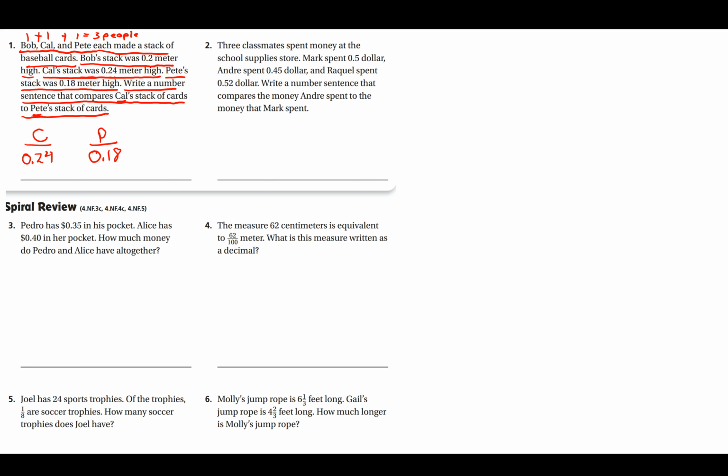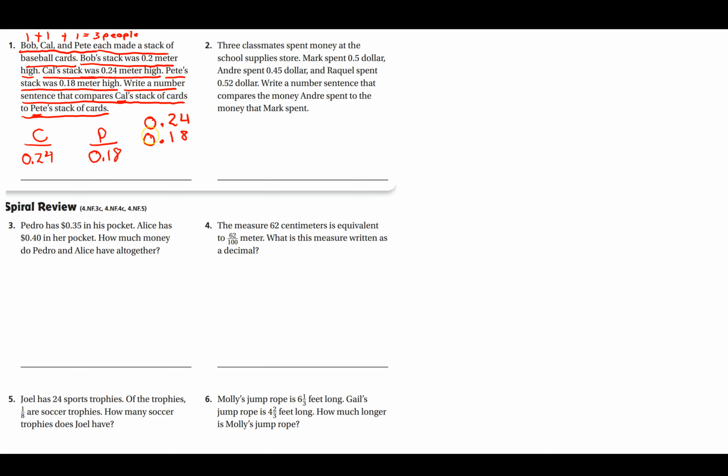A number sentence just means an equation, an expression, or in this case, an inequality, because we're comparing to see which one is bigger. So again, I recommend you take these two numbers and line them up based on their place value. So this number has a 0 in the ones place, then my decimal, 2 in the tenths place, and a 4 in the hundredths place. Pete's number has a 0 in the ones place, then his decimal, so I line up my decimals, a 1 in the tenths place, and an 8 in the hundredths place. And then I start over in the ones place.